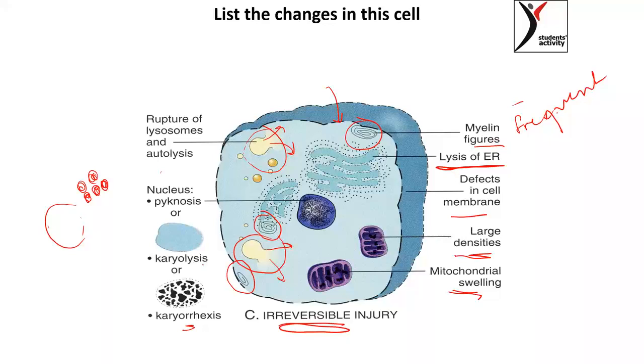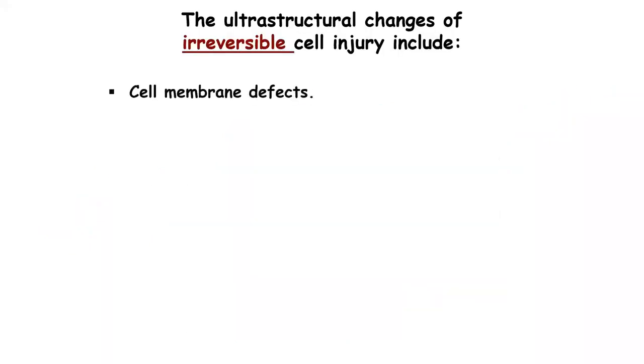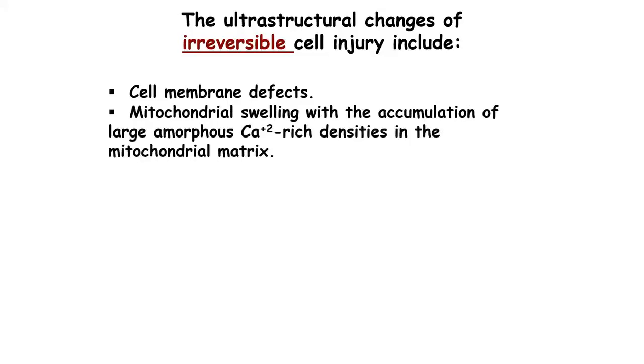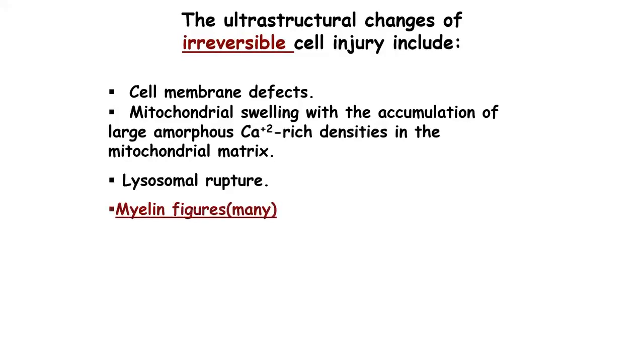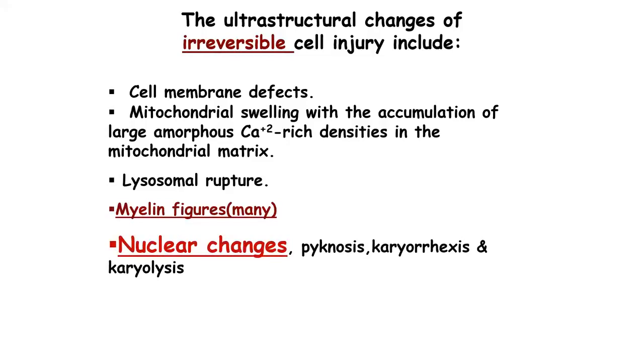What are the two most important features here? The rupture or interruption of the cell membrane and organelle membrane, and the nuclear changes, which are pycnosis, karyolysis, or karyorrhexis. All these mean that this cell is dead and it cannot go back to normal. This is a kind of irreversible injury. So the ultrastructure changes of irreversible cell injury include cell membrane defects, mitochondrial swelling with accumulation of calcium-rich densities, lysosomal rupture, frequent myelin figures, nuclear changes in the form of pycnosis, karyorrhexis, and karyolysis.